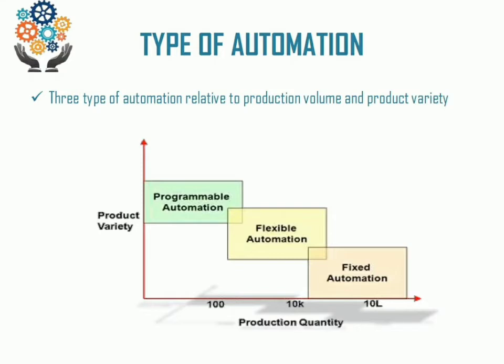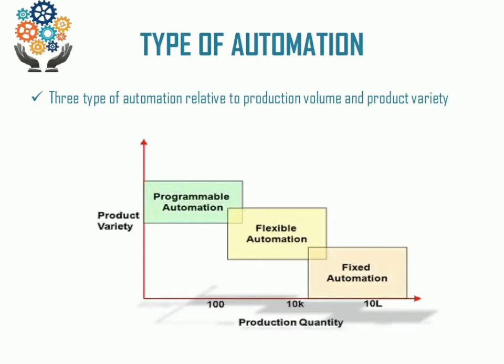Then the second type of automation is programmable automation, in which the product variety is high, but the quantity of the product is very low, because every time we need to change the program for a new design, it is a time-consuming process. When the time gets consumed, the production quantity gets affected, right?